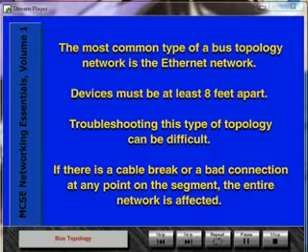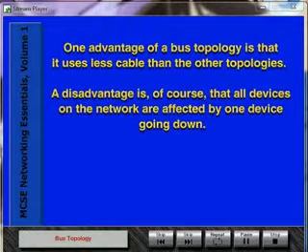The most common type of a bus topology network is the Ethernet network. Devices must be at least 8 feet apart. Troubleshooting this type of topology can be difficult. If there is a cable break or a bad connection at any point on the segment, the entire network is affected. One advantage of a bus topology is that it uses less cable than the other topologies. The main disadvantage is, of course, that all devices on the network are affected by one device going down.